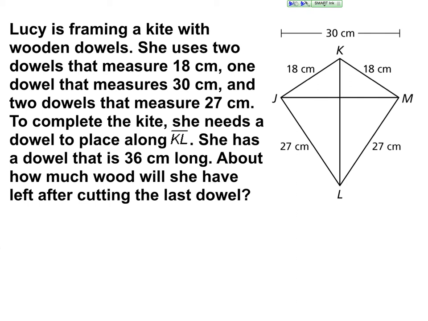I got measurements that are in the reading. 30 was this whole diagonal. Is the JM the diagonal that's cut in half, or KL? Okay, JM is the one that gets bisected. 15 and 15, right angle.